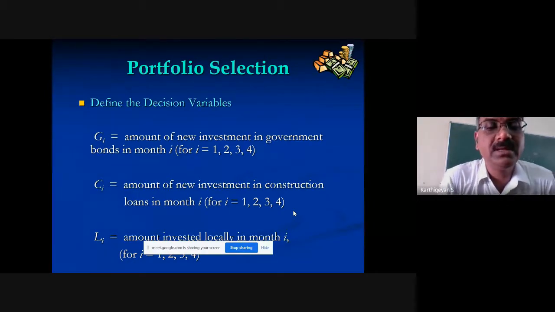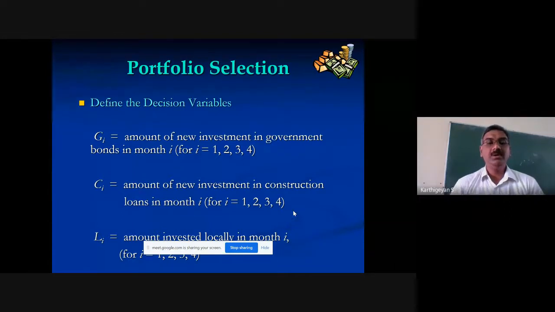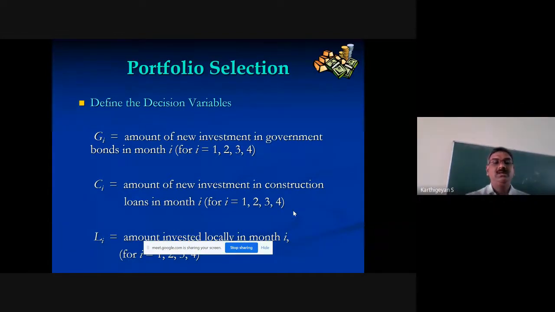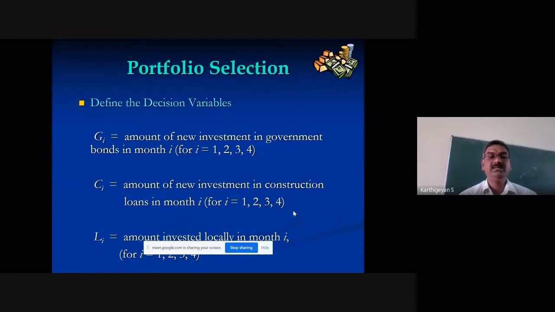So G1 means in the first month how much amount is invested in the government bonds, and Ci is the amount of new investment in the construction loans in month i. Okay, and Li is the amount invested in the local fixed deposit account in month i. So there are 4 months and three types of investments represented by G, C, and L. That i is the index representation of the month. So that means you have 3 into 4, 12 variables. Try to understand, there are 12 variables: G1 to G4, C1 to C4, L1 to L4.